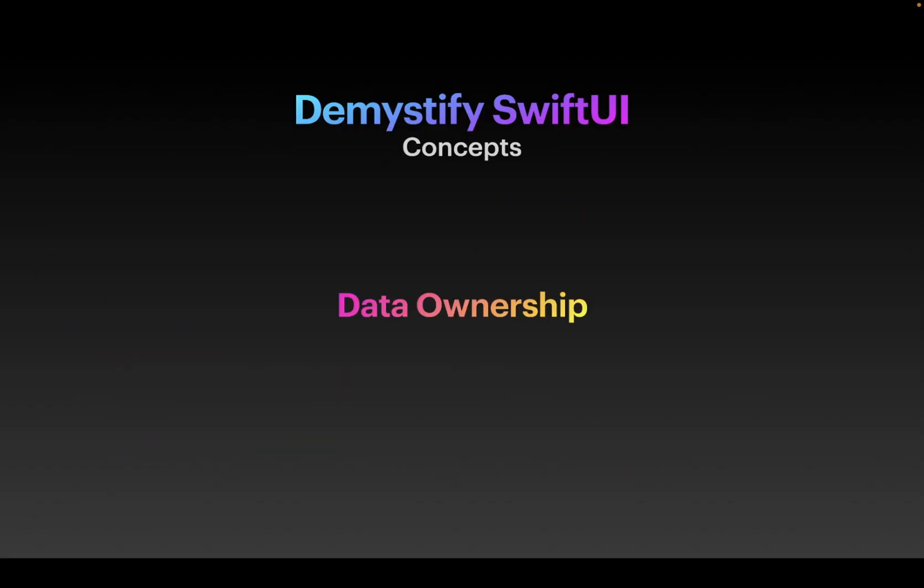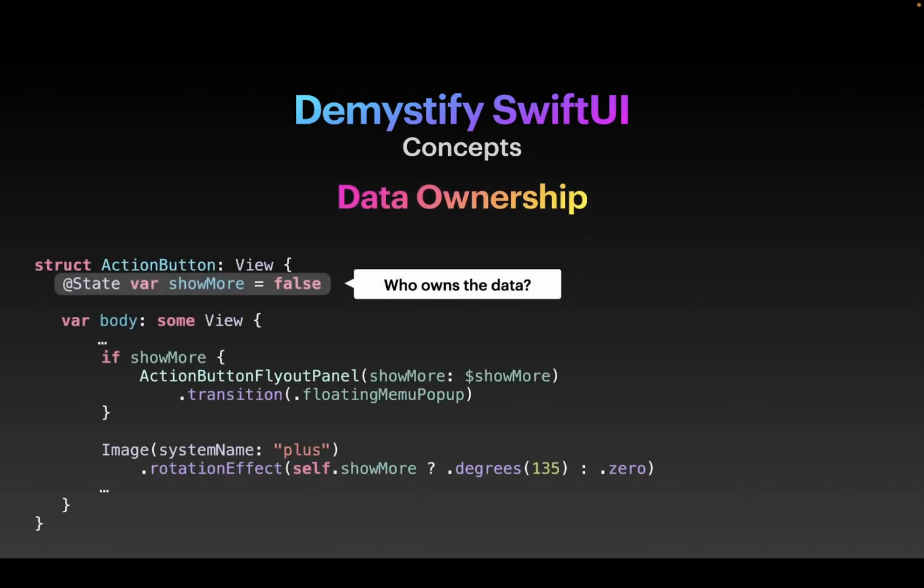Now let's talk about data ownership. Again, we take a look at this. Okay, so who actually owns the data? In this case, as I mentioned before, this showMore variable is a temporary state variable which is stored and managed by this view. Okay, so it comes with the lifetime of this view. So this action button view actually owns the data, owns the showMore variable. Okay, so this is the ownership in this case.